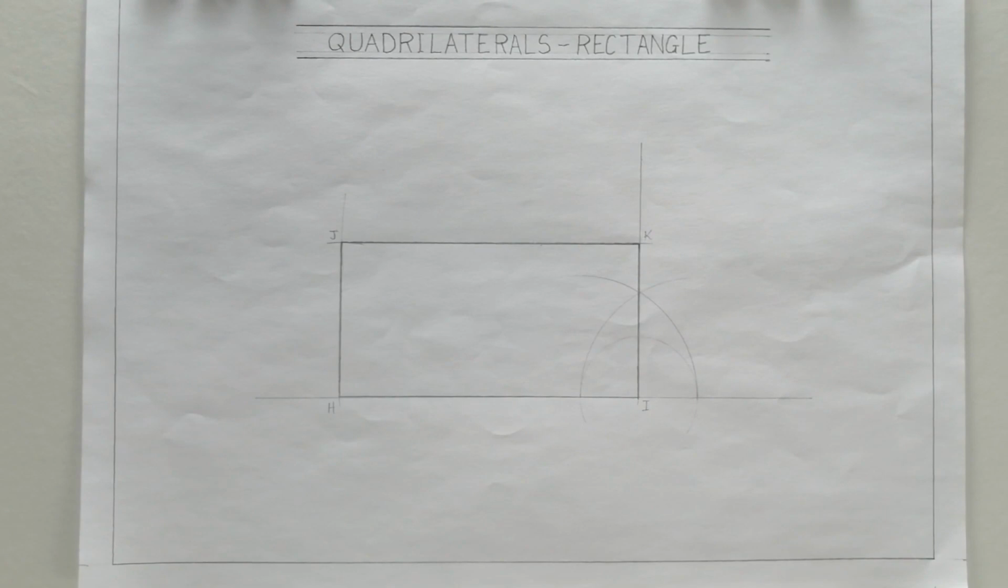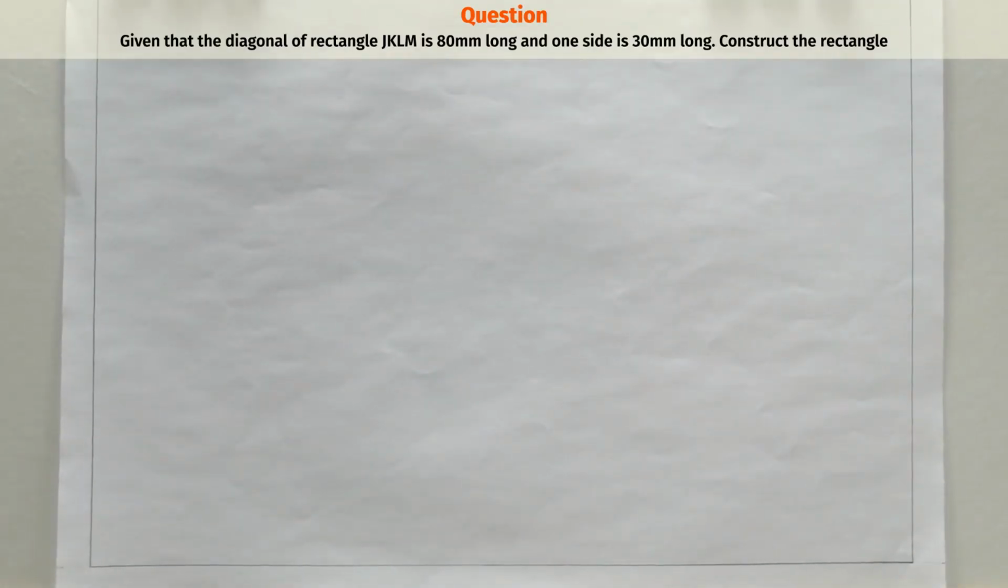Now let's look at how we can construct a rectangle given a different set of information. It's not always that when you are drawing a rectangle you'll be given the side lengths. Sometimes you might be given the diagonal and one of the sides. As you can see on screen, that's the question we're trying to attempt, where we've been asked to draw a rectangle which has got a diagonal length of 80 millimeters and one of the sides is 30 millimeters long.